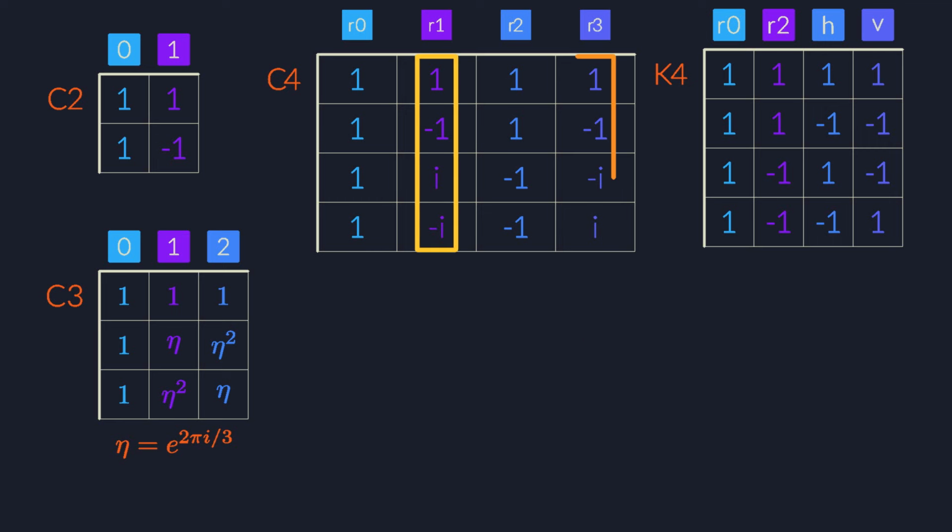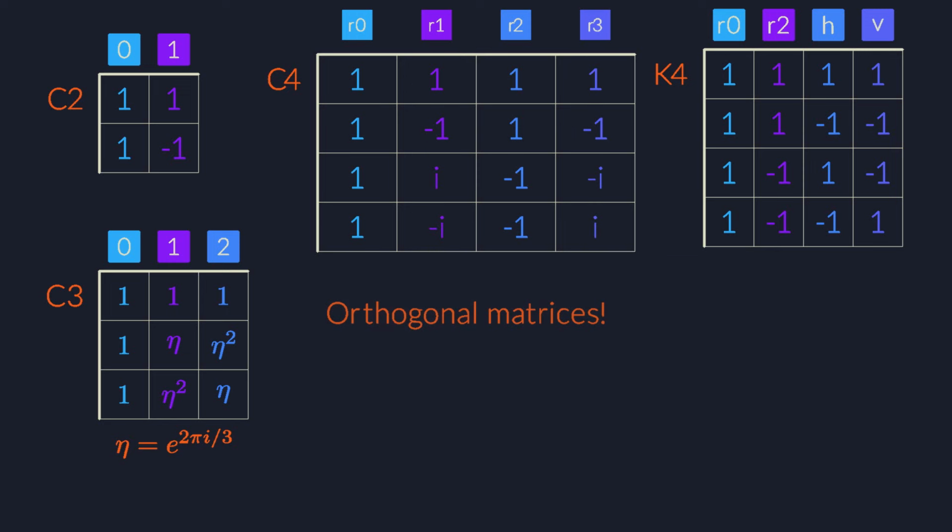You can verify that the columns of these tables are also orthonormal under the same inner product. But wait, that seems to imply that these tables are orthogonal matrices. They're all square, and they all have orthonormal rows and columns. That's exactly the definition of an orthogonal matrix. But that is just crazy.